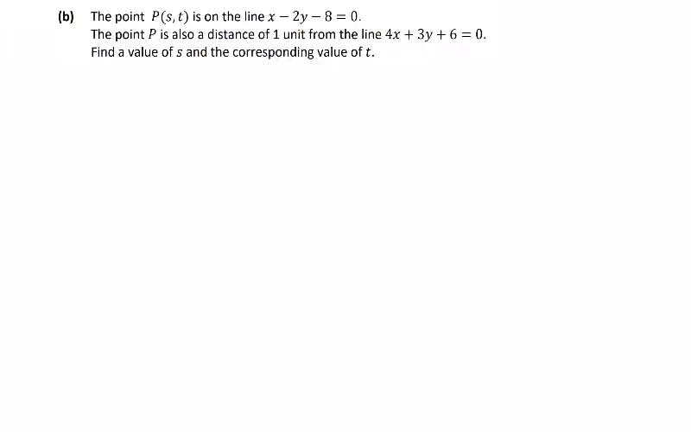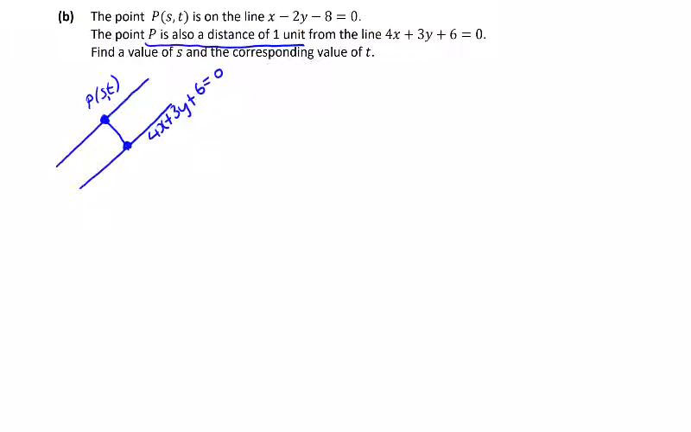Part B, we're told the point P is on a line, x minus 2y minus 8. So let's just have a look at the sketch here. The point P, s, t, is on this line, and P is also a distance of 1 unit from another line. So let's say this is the 1 unit here. And this line's equation is 4x plus 3y plus 6 is equal to 0. And I know this has a negative slope, but it's only a sketch for sketch purposes.